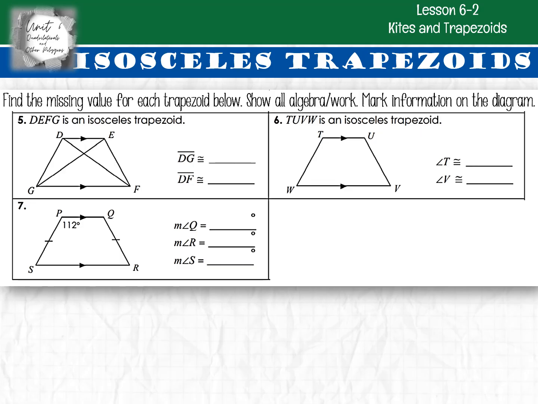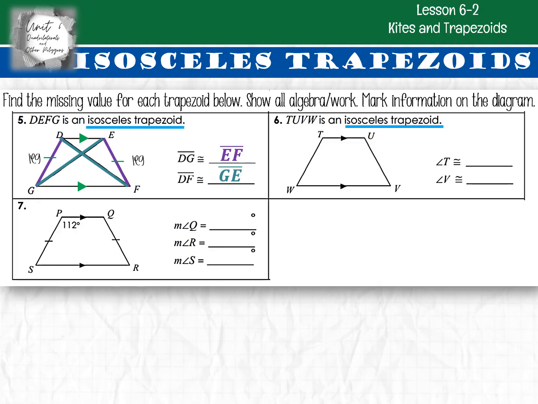DEFG is an isosceles trapezoid. And we are looking for segments this time. Segments are congruent, so we're not looking for lengths. Segment DG, the leg, is going to be congruent to segment EF. Now DF is a diagonal, and the diagonals are going to be congruent if it's an isosceles trapezoid. So segment DF is congruent to segment GE.